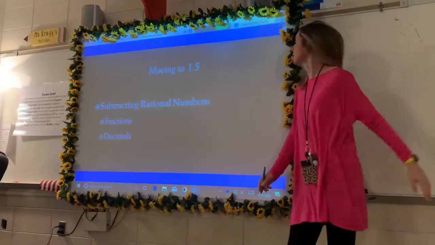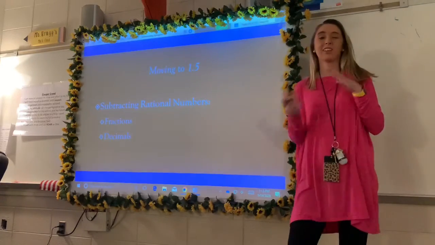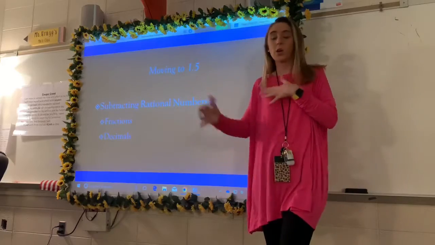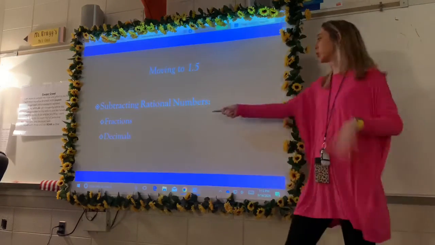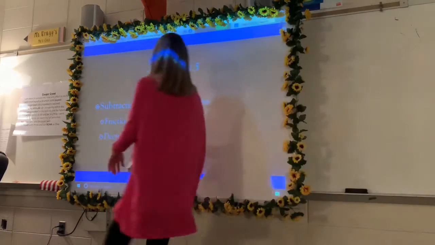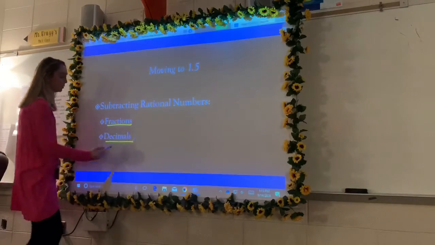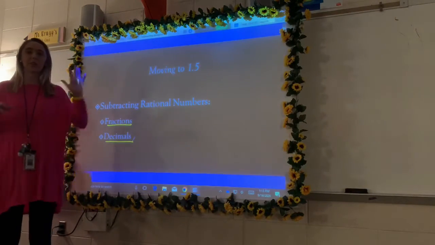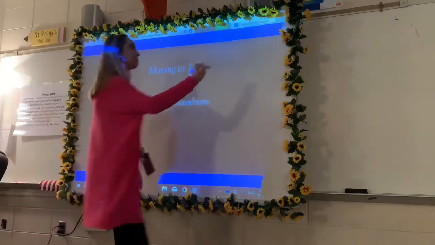Let's go ahead and move on to 1.5. Chapter 1.5 is subtracting. Again, we're still subtracting, except this time we are doing rational numbers. So we are doing our fractions and our decimals. Nothing different, we're just changing the way the numbers look.